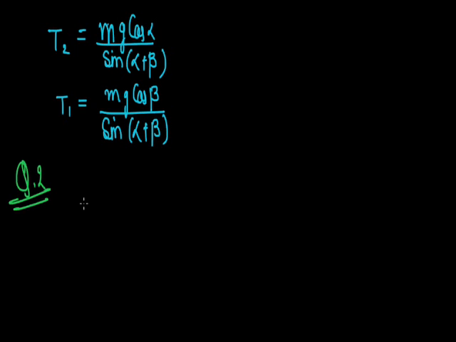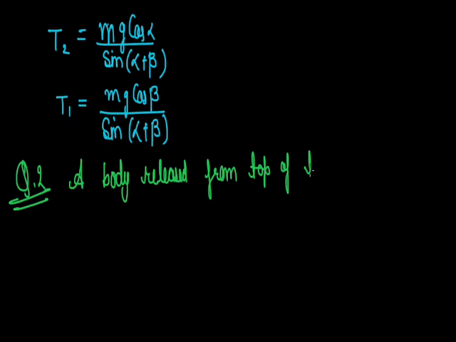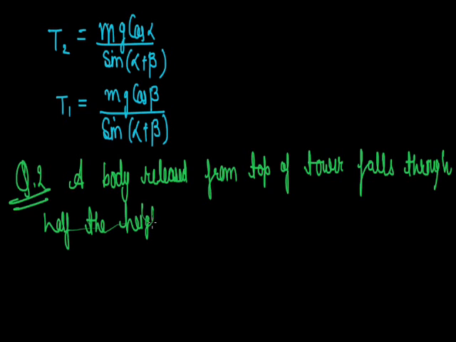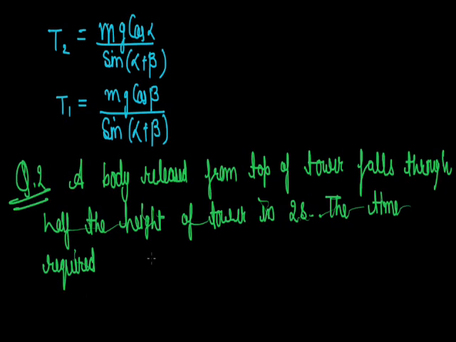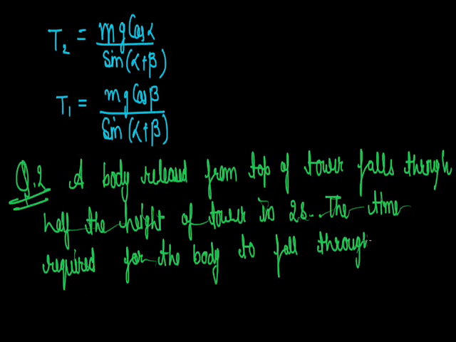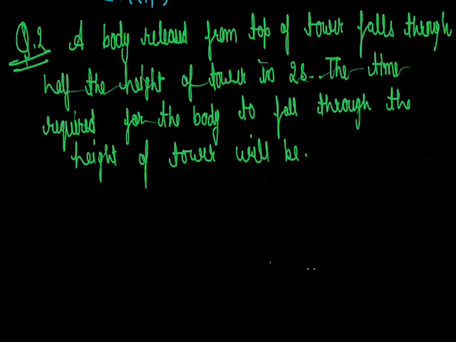Now next question. A body released from the top of a tower falls through half the height of tower in 2 seconds. The time required for the body to fall through the height of tower will be, means we have to find out the time.